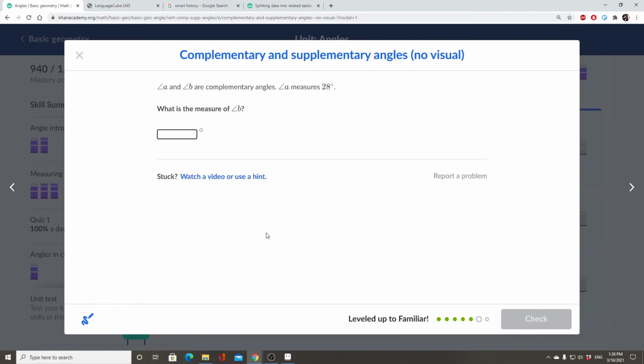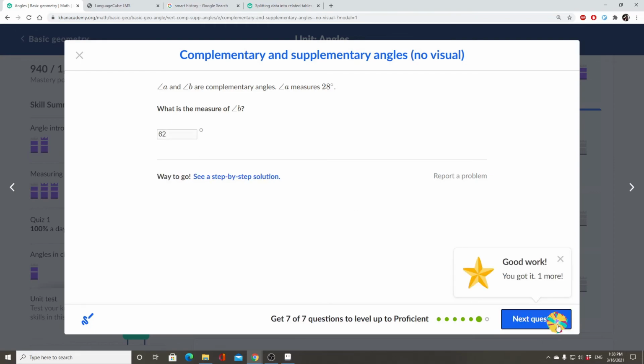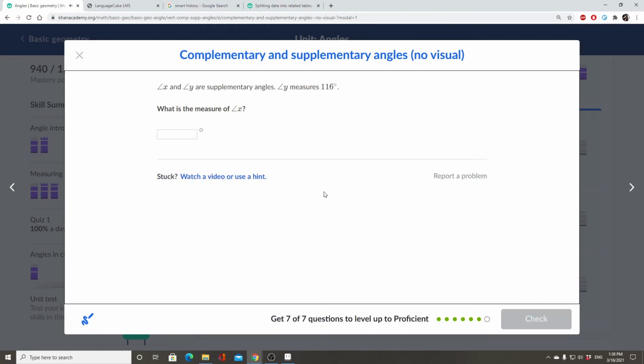And then, what is the measure of B? A and B are complementary angles. That means they're 90. So 90 minus 20 is 70. Minus 8 is 62. Cool. Yay.